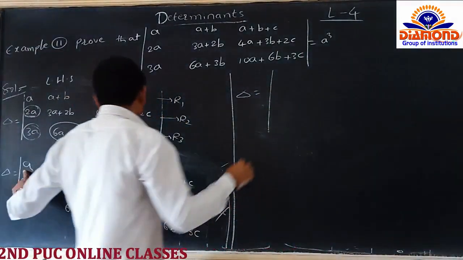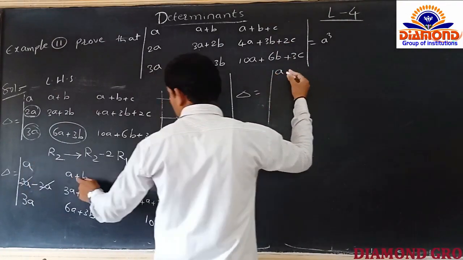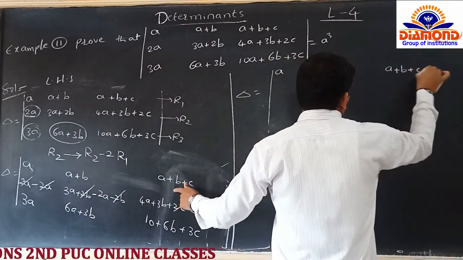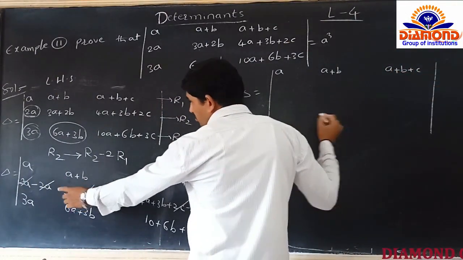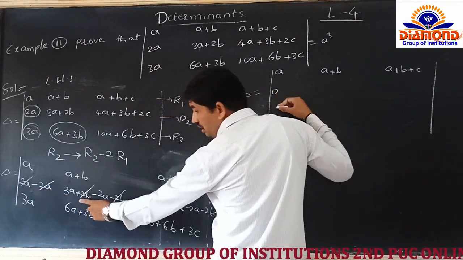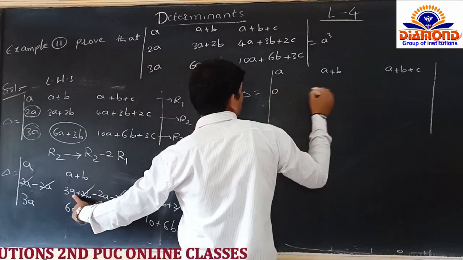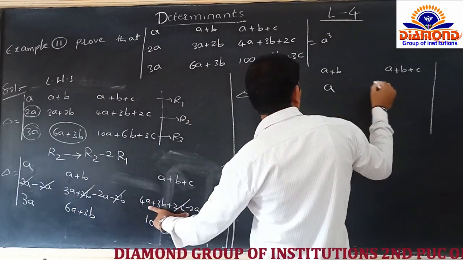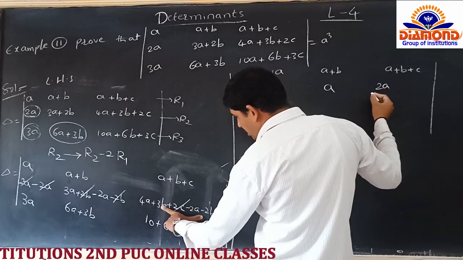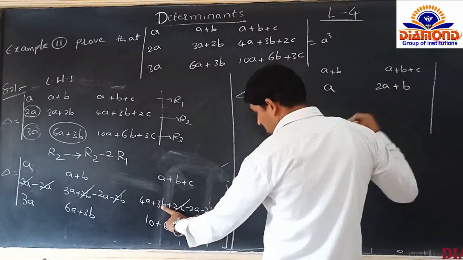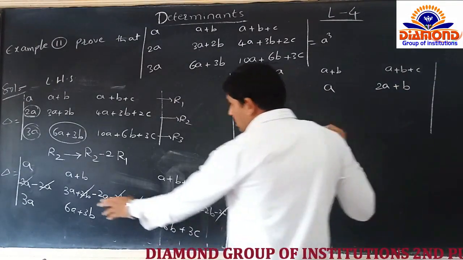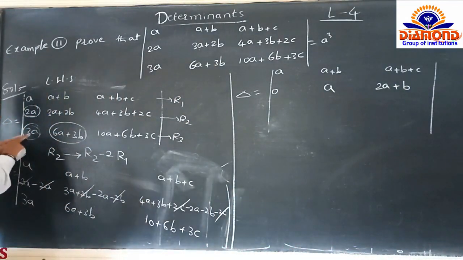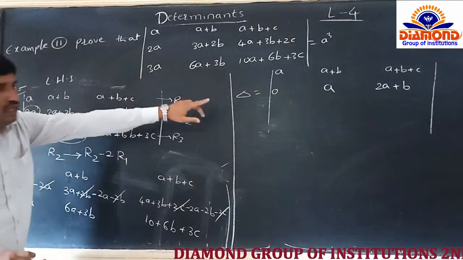Now I will write the first row: a plus b, next a plus b plus c. Next R2 is 0. Let's see here: 3a minus 2a is what? a only. Next, 4a minus 2a is 2a. Next 3b minus 2b we got plus b. Any doubt in this? Again R3, we have written R3 as it is, but again I am going to apply the operation to make this a 0. We have completed R2.